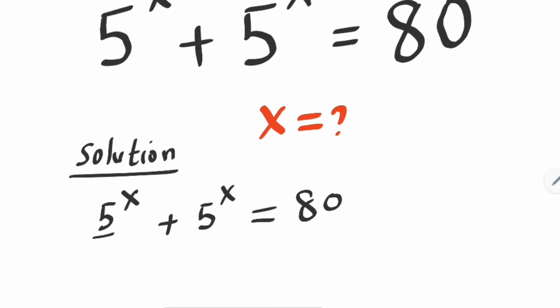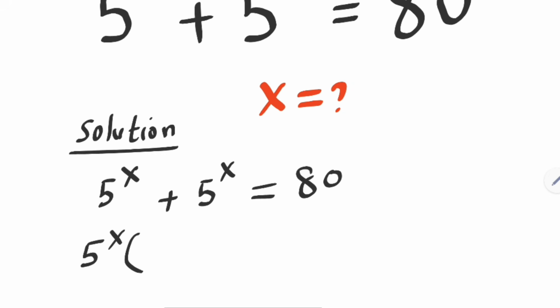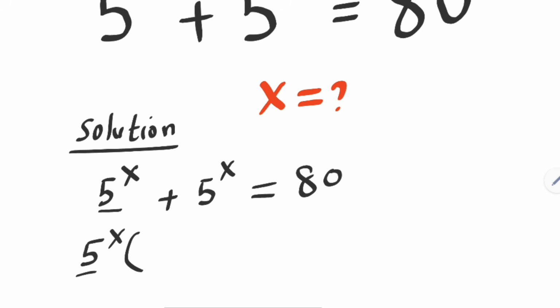Then here we have 5 raised to power x and this is 5 raised to power x. Let us factor it out. We have 5 raised to power x bracket. If you divide this 5 raised to power x by this 5 raised to power x, we have 1 plus, if you divide this 5 raised to power x by this 5 raised to power x, we have 1 is equal to 80.